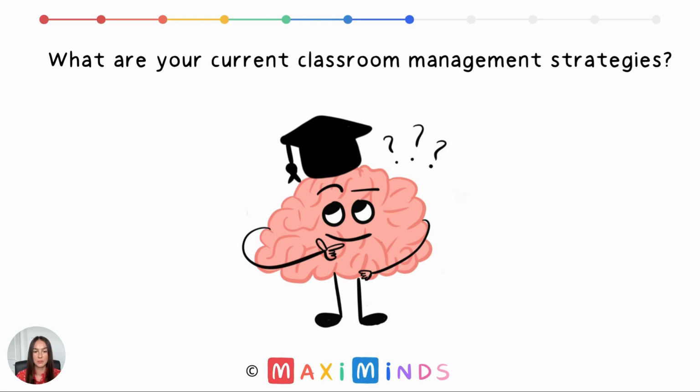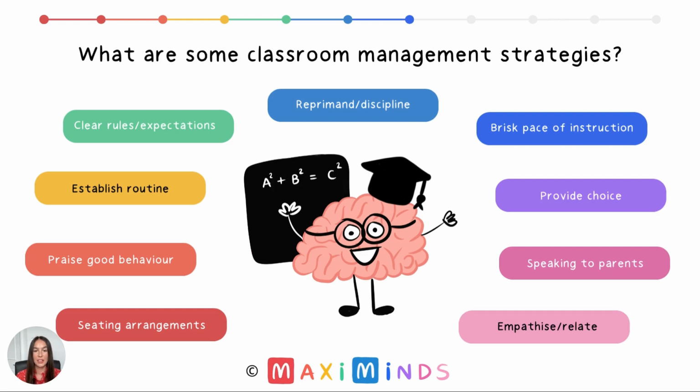Here is a list of other strategies that you may be familiar with. So things like seating arrangements, separating students that are having a bad influence on each other, praising good behaviour when you do see it. And of course, that positive reinforcement we know is very advantageous. Establishing a very strong sense of routine. Having clear rules and expectations. And we'll look at this further in the third module within this student section of the webinar series.